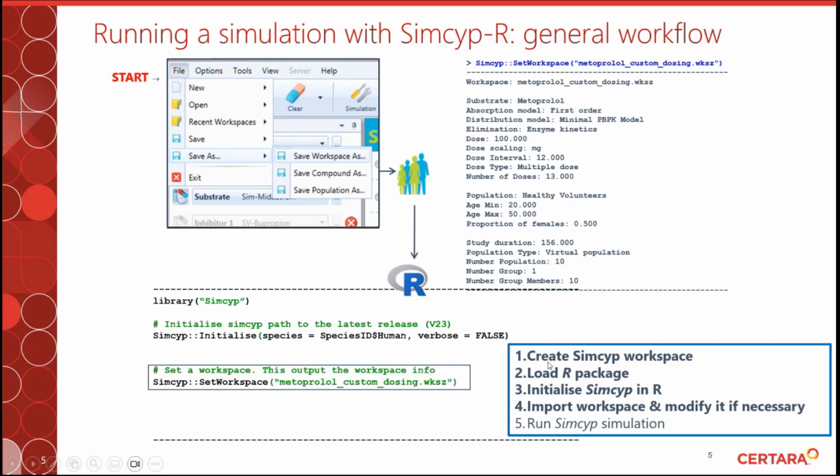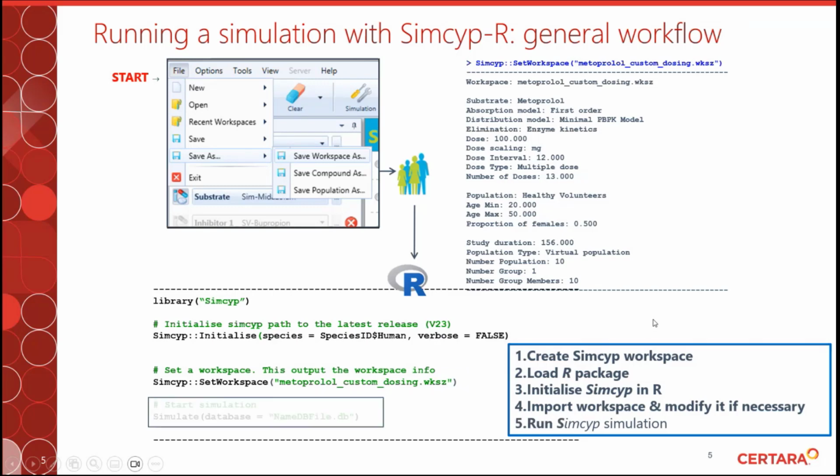Once you've done all these 4 steps, so created a workspace, you've loaded the package, and you've initialized the package, and you've set a workspace, now you're able to run a Simcyp simulation from R. To do this, we use the function called simulate. And within this function, you need to specify the database file name. So what will happen is once you run this function, automatically in your local directory or your working folder, you would see a database file being created. This database file will consist of the simulated results of that particular workspace that you've loaded in.